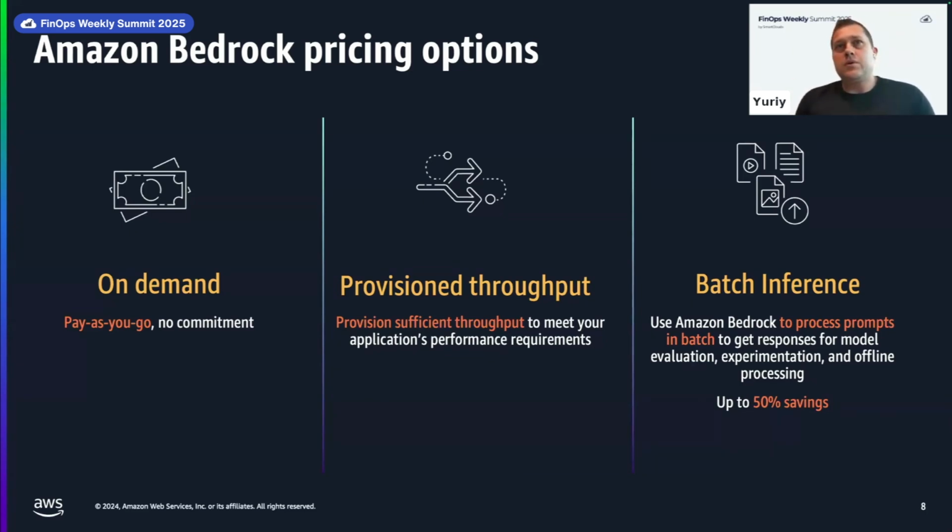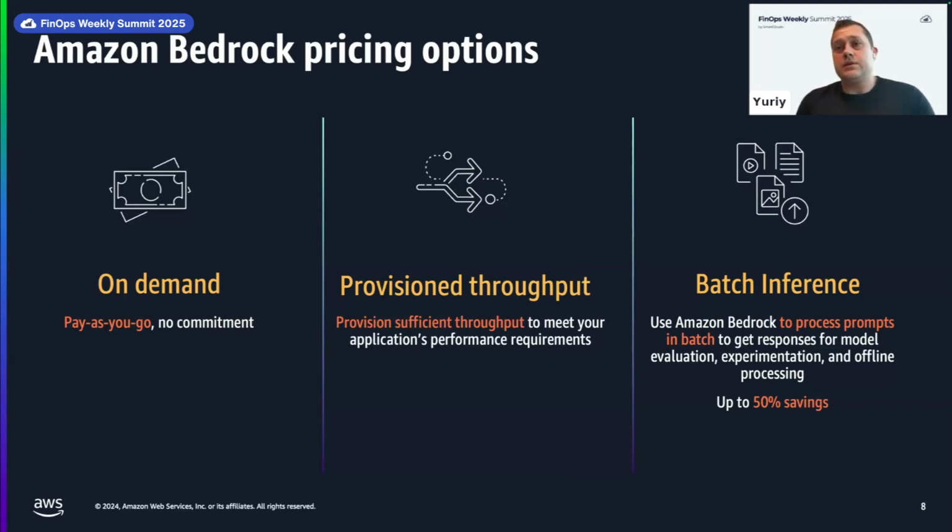But generally, don't think about provisioned throughput as a cost optimization thing. In some cases, it could be more efficient, but in most cases, it's more of a performance-related exercise. In provisioned throughput, you also need to commit for some period of time, from 3 to 6 months.